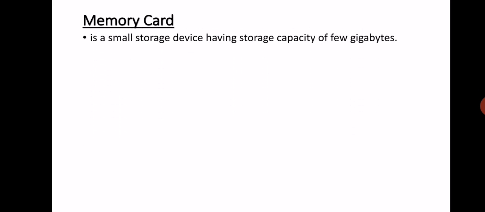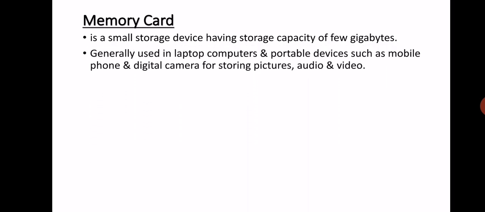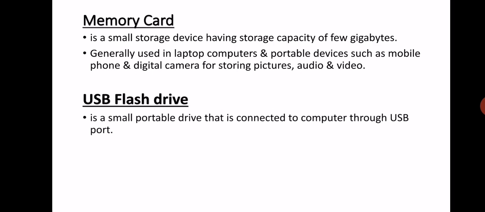Memory card. A memory card is a small storage device having storage capacity of a few gigabytes. Memory cards are generally used in laptop computers and portable devices such as mobile phones and digital cameras for storing pictures, audios and videos. USB flash drive. A USB flash drive is a small portable drive that is connected to the computer through a USB port. A USB drive has storage capacity of up to 128 GB till now.